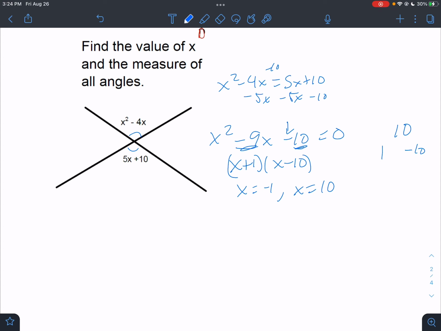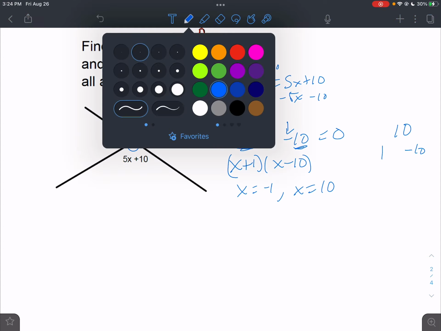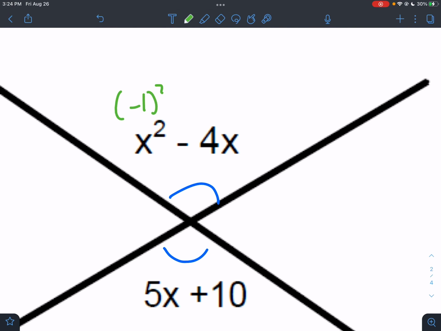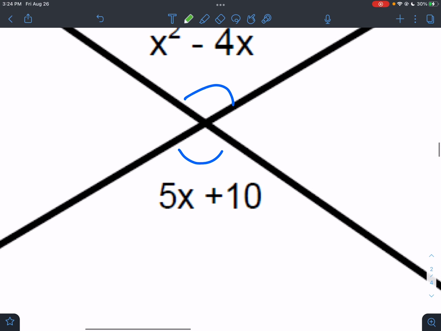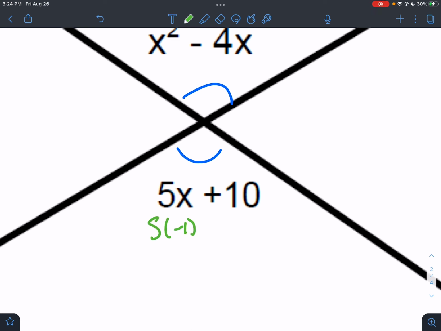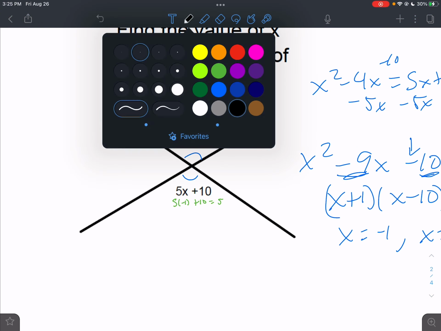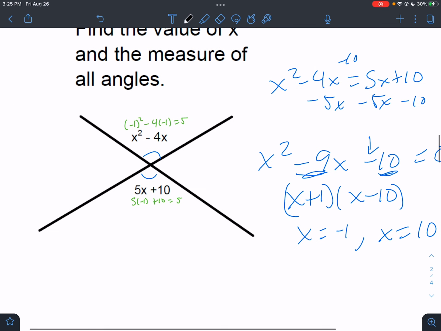Well, we need to test them out. It's possible that they don't both work. So let's see. I'm going to plug in negative 1. Negative 1 squared minus 4 times negative 1. That would be 1 plus 4. That works. 5 times negative 1 plus 10. That would be negative 5 plus 10. That would be 5. That works. So those are the same. So that checks out. How about if we plug in 10?